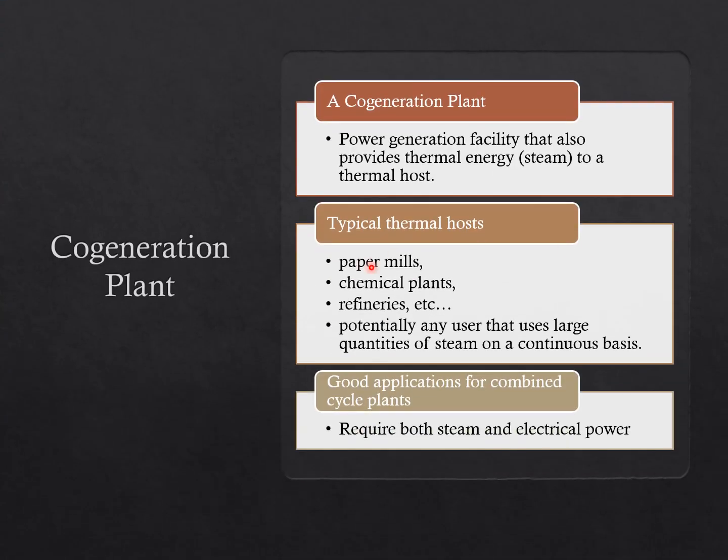Okay, so the coal generation plant. It's going to produce steam, which is your thermal energy, and then that steam is going to be used by your customer, which is your thermal host. So your thermal hosts are your paper mills, your chemical plants, your refineries, and any user who's going to use steam on a continuous basis. So those are your customers right there. Cogeneration, so what are we cogenerating? You're cogenerating steam and electrical power, which is your electricity.